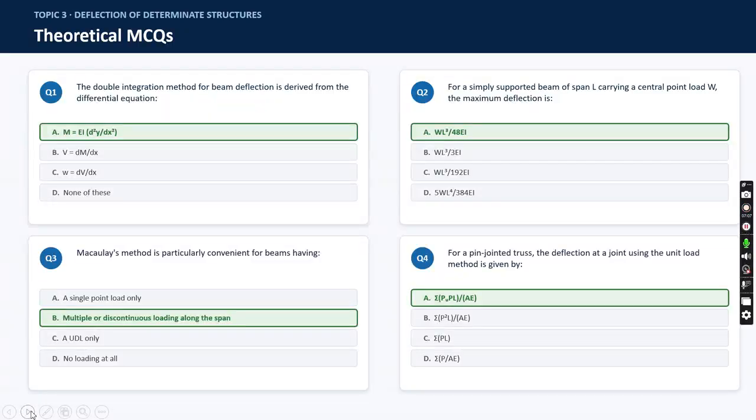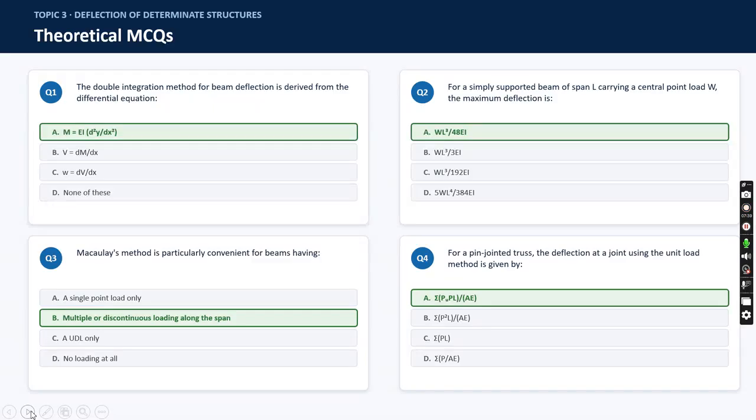The double integration method for beam deflection is derived from the differential equation M equals EI into d square y by dx square. Option A is the correct answer. For a simply supported beam of span L carrying a central point load W, the maximum deflection is WL cube by 48 EI. Macaulay's method is particularly convenient for a beam having multiple or discontinuous loads along the span. Option B is the right answer.